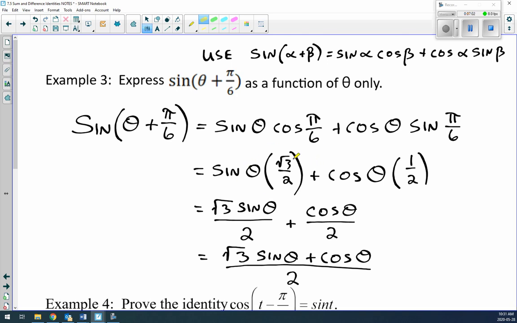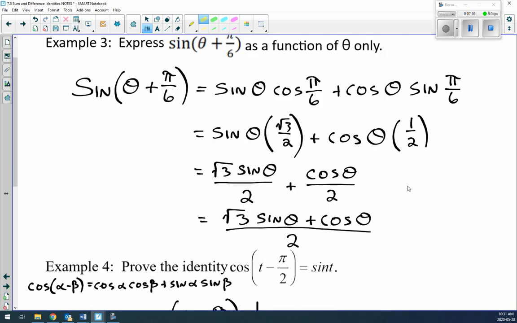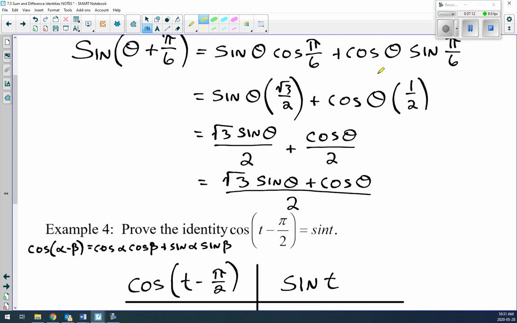Well, we don't know sine theta, but we can figure out the cosine of pi over 6. You just use the unit circle. We don't know cosine theta, but we can figure out the sine of pi over 6. We just use the circle and we get a half. Okay? Then what do we do here?